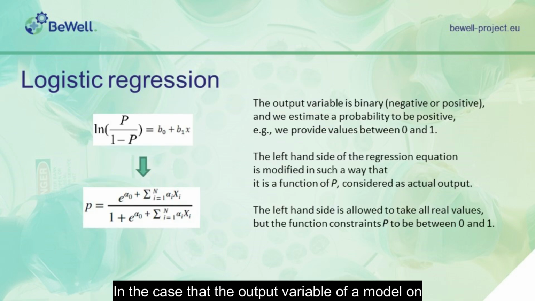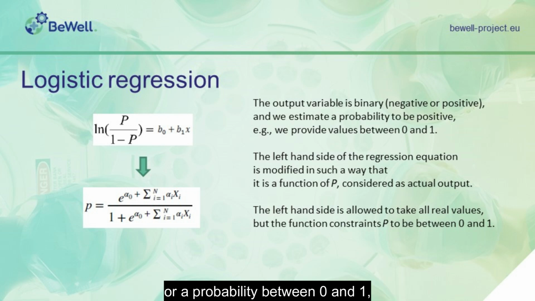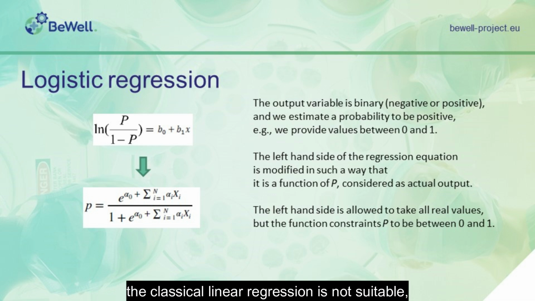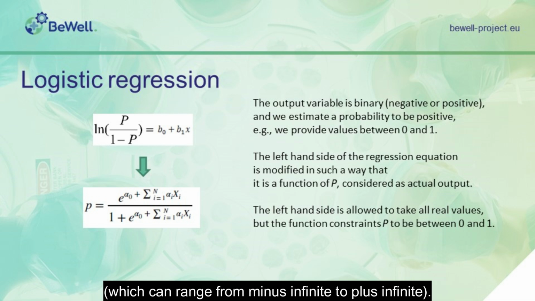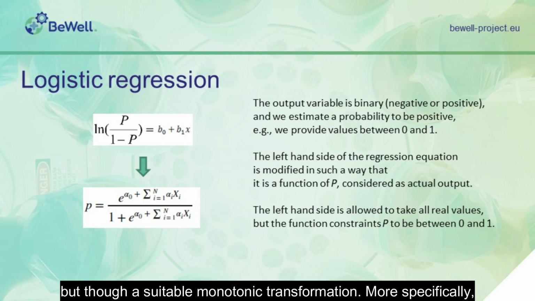In the case that the output variable of a model on which to make predictions is either a binary variable or a probability between 0 and 1, the classical linear regression is not suitable because it does not bound the predicted value of the output variable, which can range from -infinite to +infinite. Therefore, in these cases, the binary variable or the probability is not considered directly as output of the model, but through a suitable monotonic transformation.